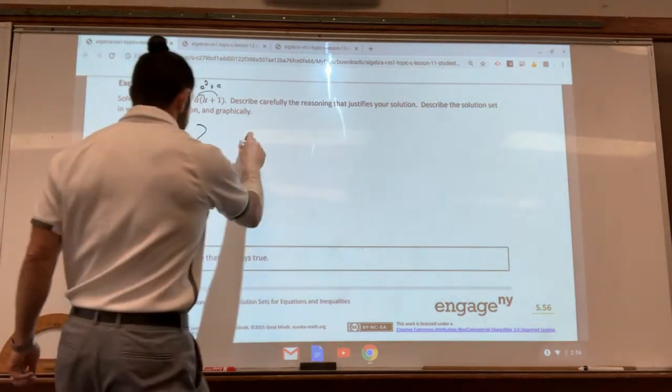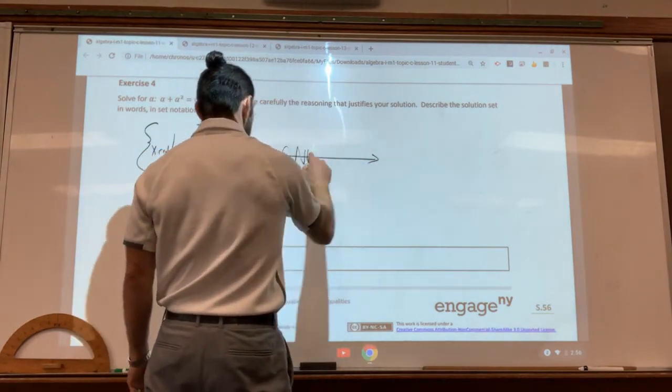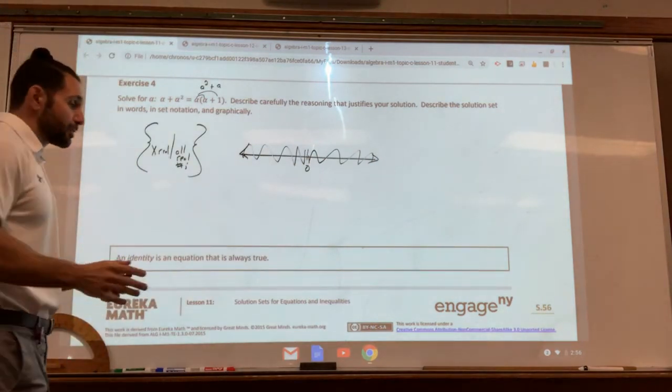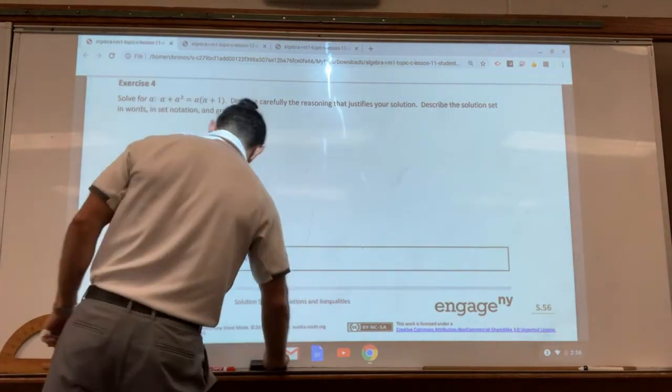How would I graph this? Well, to graph everything, there's 0. I don't have any points. I just have shading everywhere. Okay? But shading is going to be important here in a second, especially when we start doing inequalities.